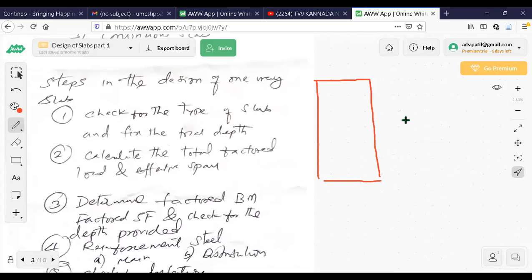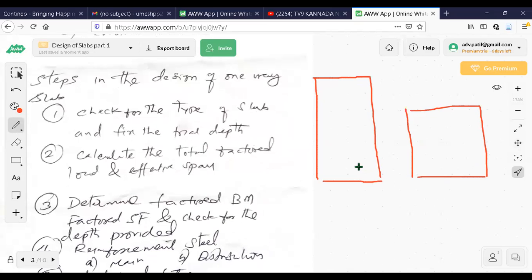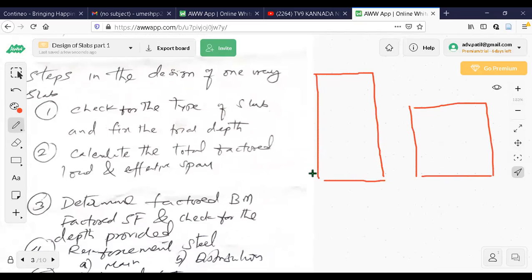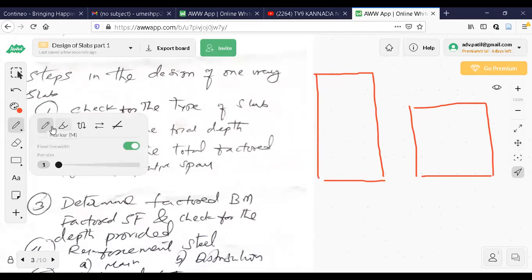I'll show you two rooms, a plan of two rooms, which is a likely candidate for a two-way slab and a one-way slab. We should look at the diagram only, you should tell. See, this one's dimension is more than 2 times the other. So this is the likely candidate for a one-way slab.